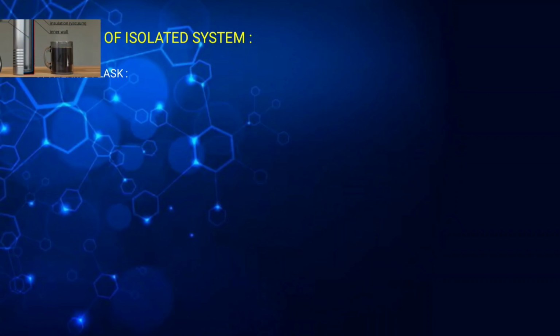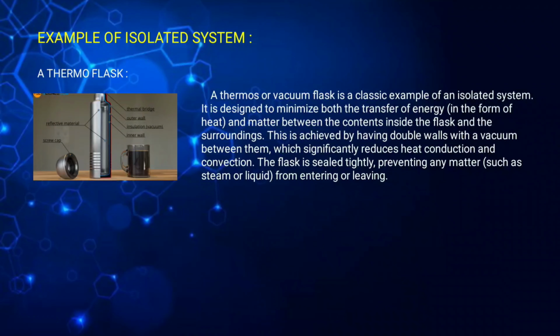Examples of isolated system. First, thermoflask. A thermo or vacuum flask is a classical example of an isolated system. It is designed to minimize the transfer of energy and matter between the contents inside the flask and the surroundings. It means the contents stay at the same temperature for a long time by preventing heat and matter from entering or leaving. This means it does not allow either energy or matter to be exchanged with the surroundings.